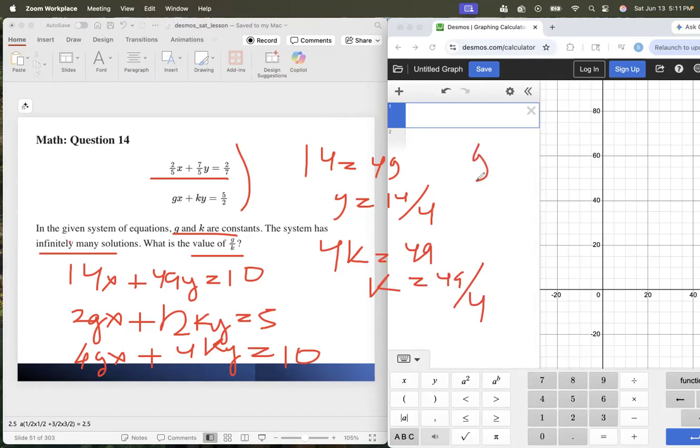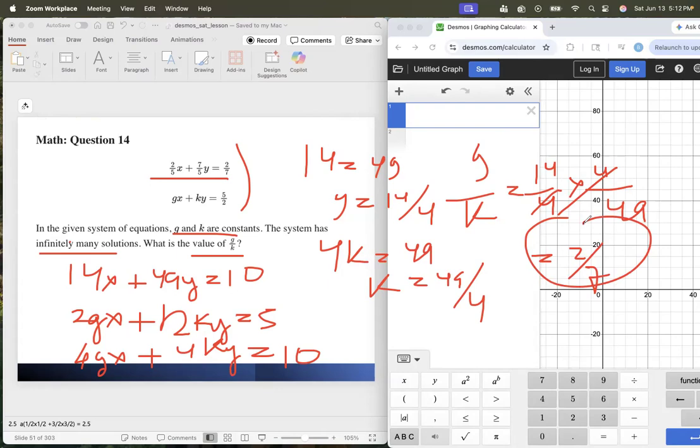They're asking you about g over k. Well, g over k is 14 over 4 times 4 over 49. This cancels that, and this will be 2 over 7. And that's the right answer.